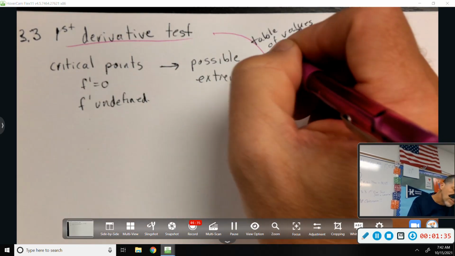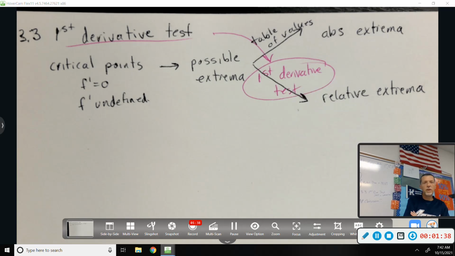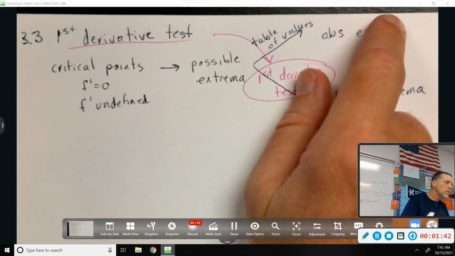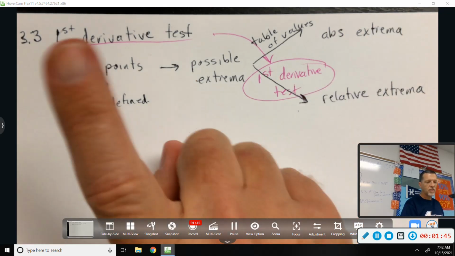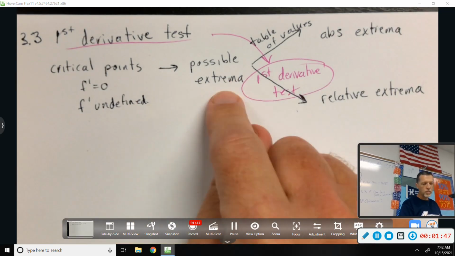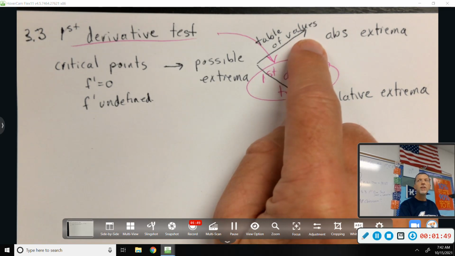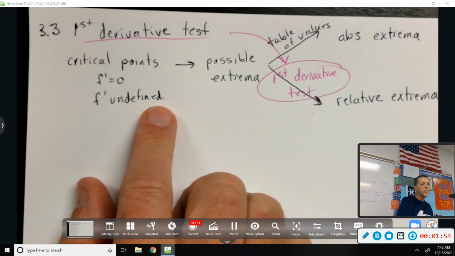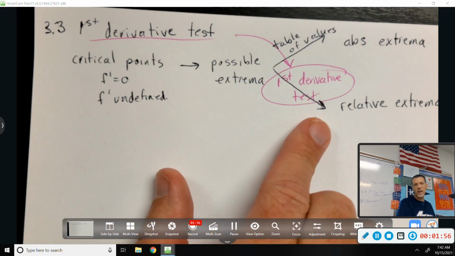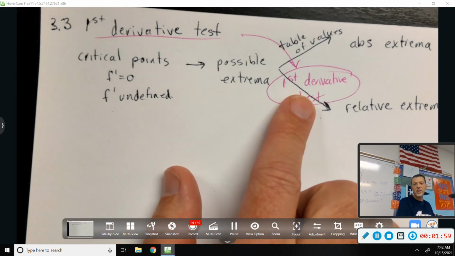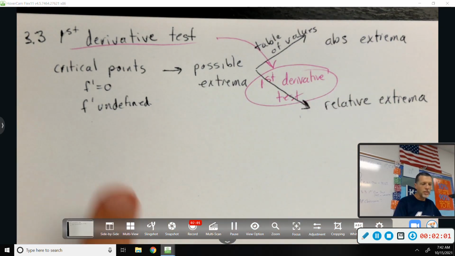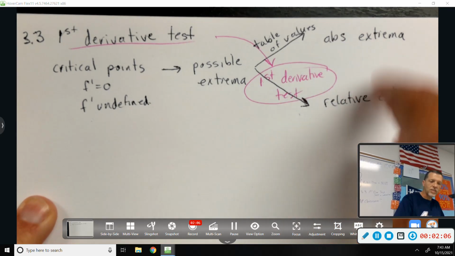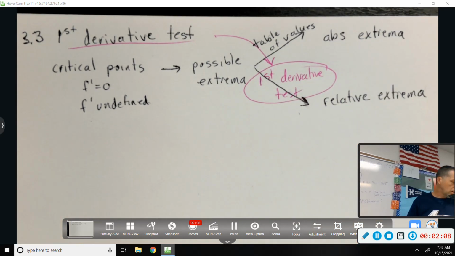So that's sort of where it fits in the big picture. This top path was lesson 3.1 from Monday. Critical points are possible extrema, put them on a table of values. Today is going to start the same way. We'll find the critical points, but then we're going to do this first derivative test thing. We don't know what that is yet, but this is the big picture roadmap of what we did Monday versus what we're doing today. And you can see they land at different places.